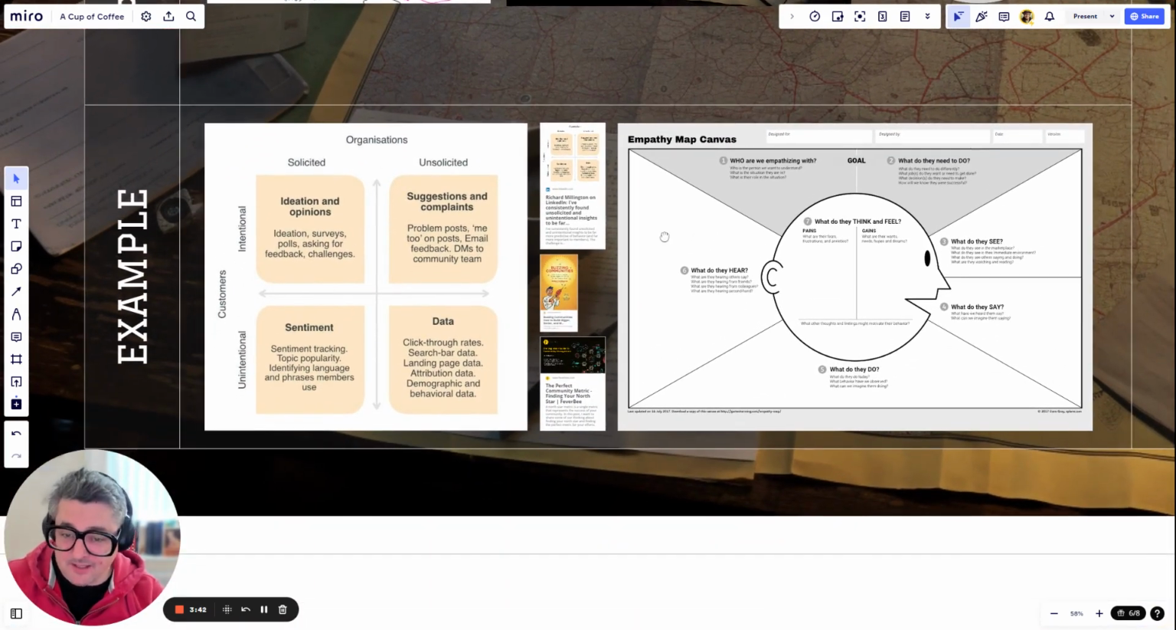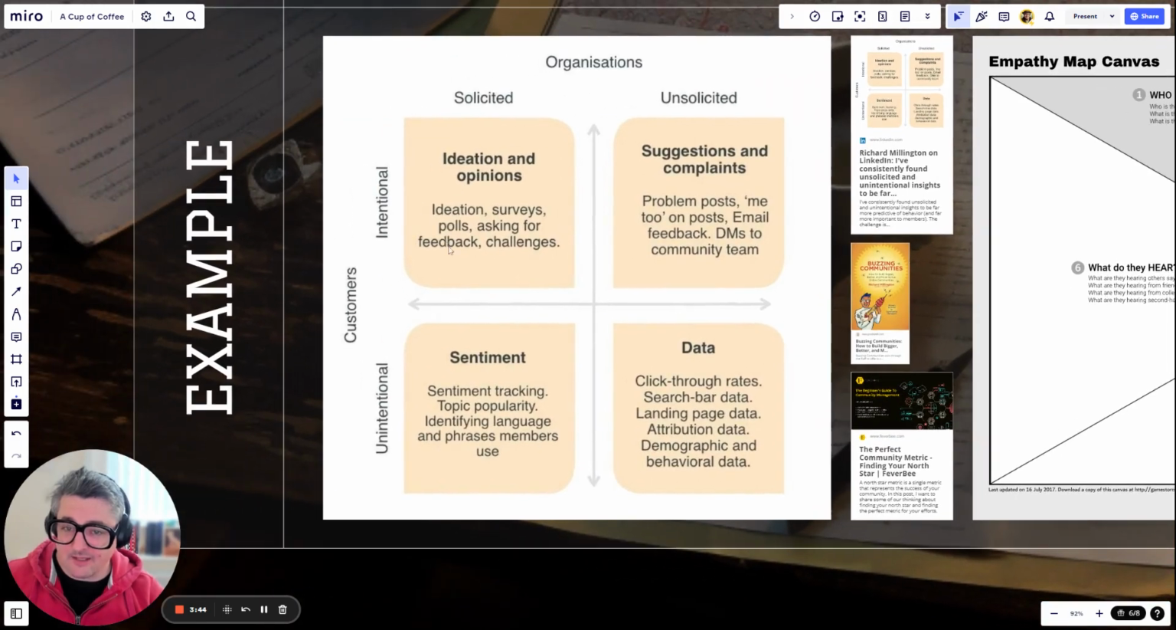Then this is from Richard Millington. I really like this. What kind of listening are we doing? What kind of feedback are you asking your community managers to give you, or are you looking for to give to your team? So this quadrant's really useful. There's the feedback people will come and give you. There's the unintentional stuff that you can observe by looking at adjacent spaces, so Twitter, Reddit, Discord, and monitoring them. In another video, I could probably show you how to do that. There's the feedback that you go out and look for, so surveys, this kind of stuff.